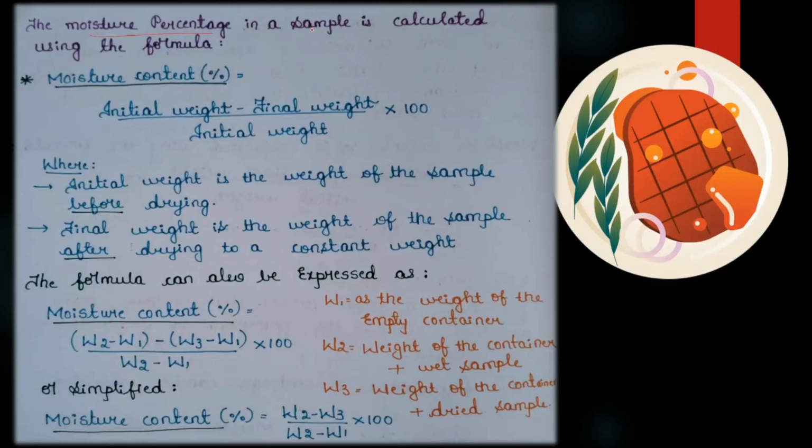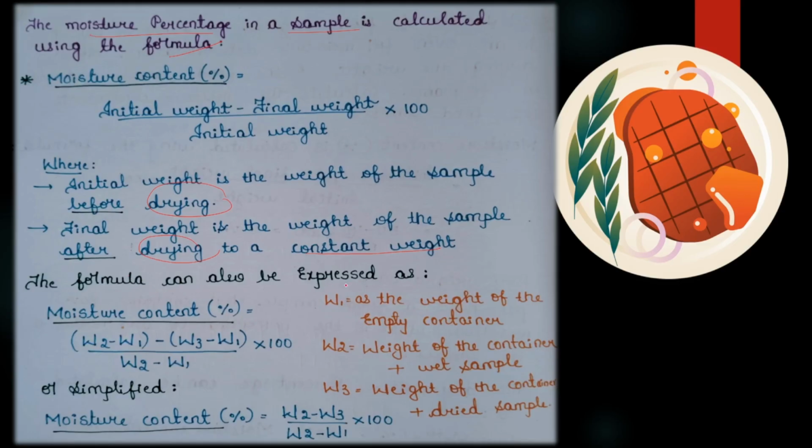The moisture percentage of a sample is calculated by using a formula, that is, moisture content in percentage is equal to initial weight minus final weight by the initial weight into 100, where initial weight is the weight of the sample before drying and the final weight is the weight of the sample after drying to a constant weight.